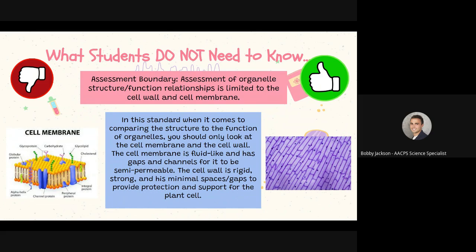Again, when we talk about the structure of the cell membrane, you want to use terms like fluid-like, mentioning the cell membrane has gaps and protein channels for it to be semi-permeable to allow toxins and other materials in and out of the cell. Whereas to the contrast aspect of it, the cell wall is rigid, strong, and has minimal spaces and gaps in order to provide that protection and support for a plant cell.